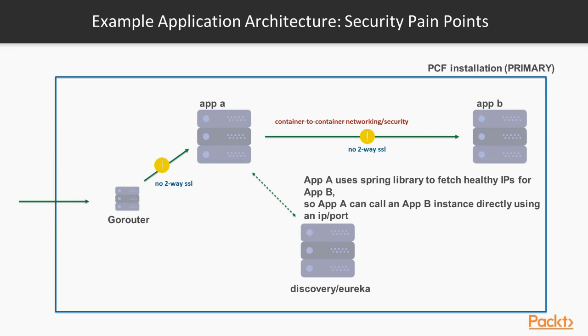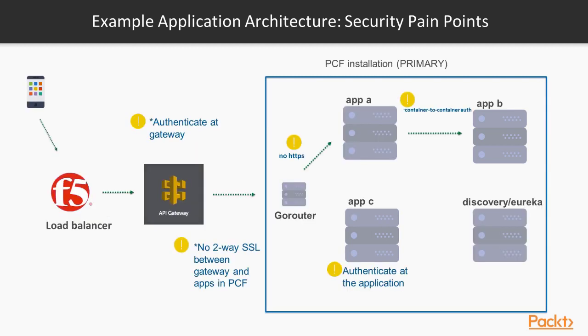We can use the discovery server and the Spring Boot discovery client library to facilitate container networking. One of the features there is container-to-container authentication, and that's a new feature as of November 2017 to PCF. So we have a couple of authentication points. We can authenticate at the gateway, we could authenticate at the CF Go router using a route service, and we can authenticate at the application. And we can also have container-to-container authentication.